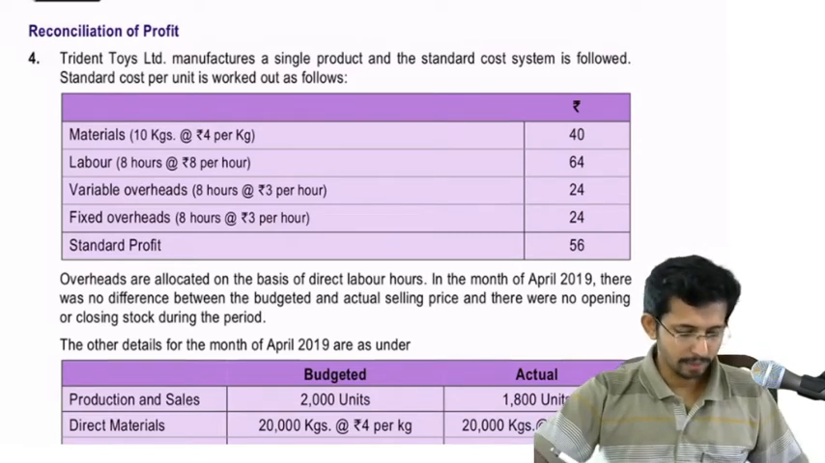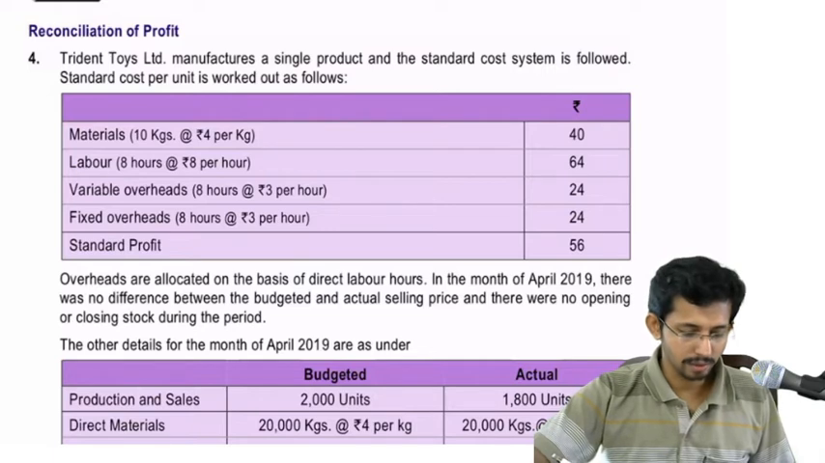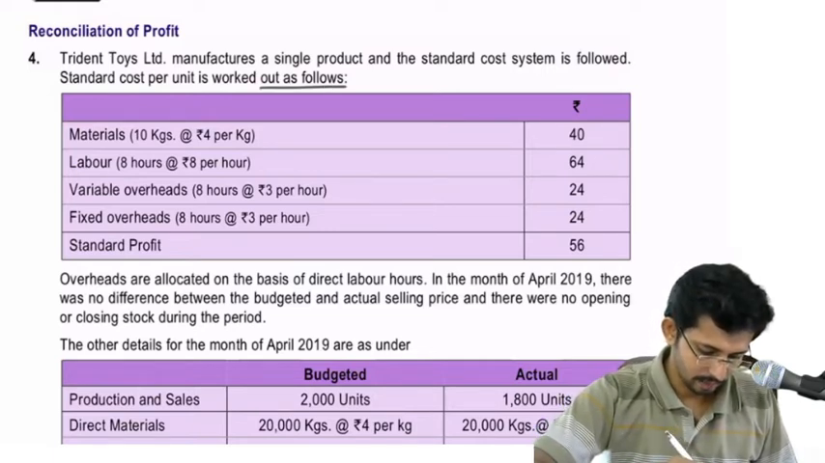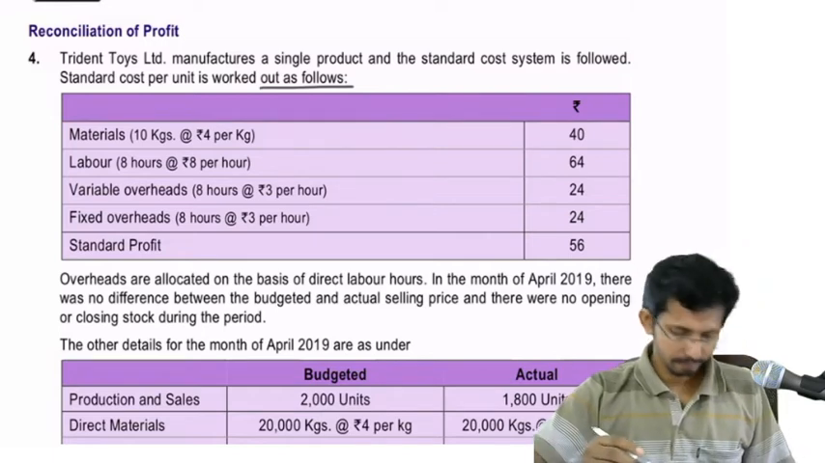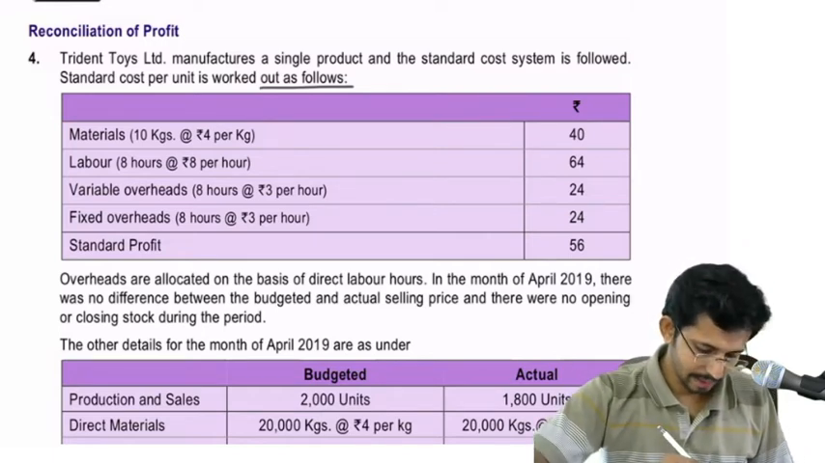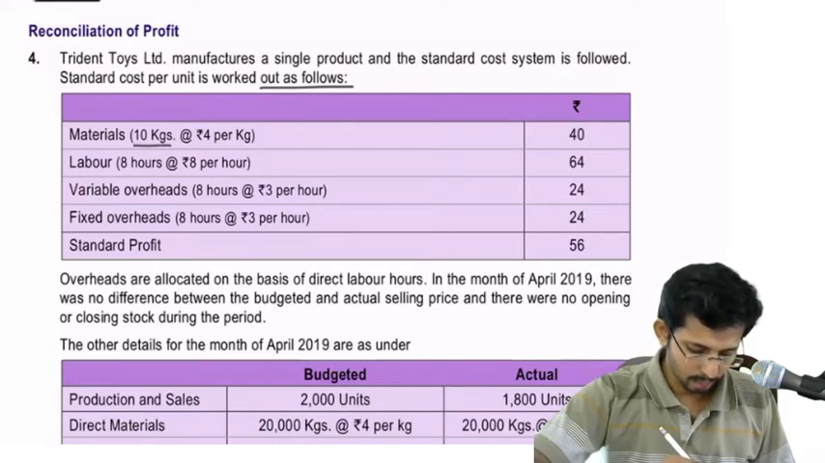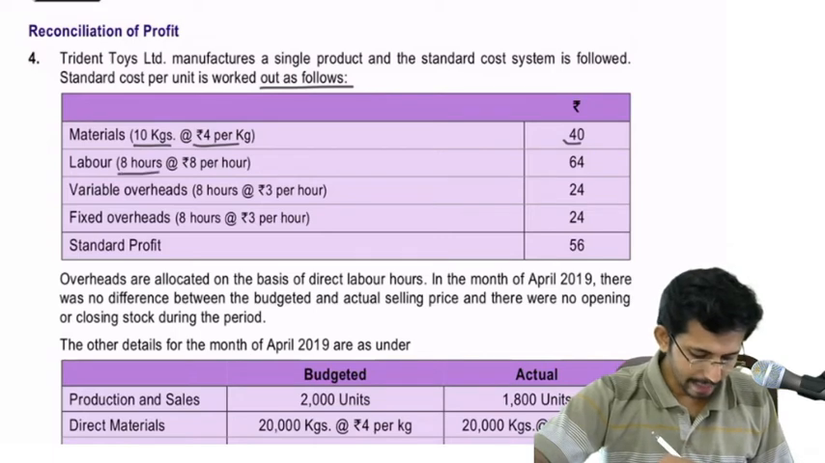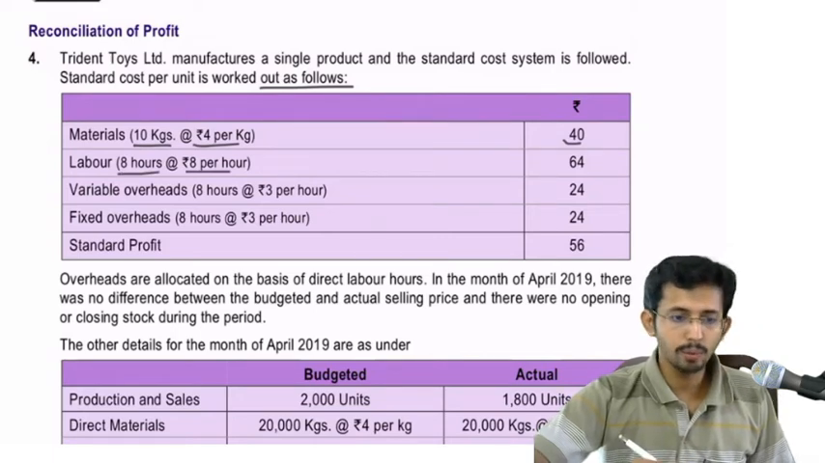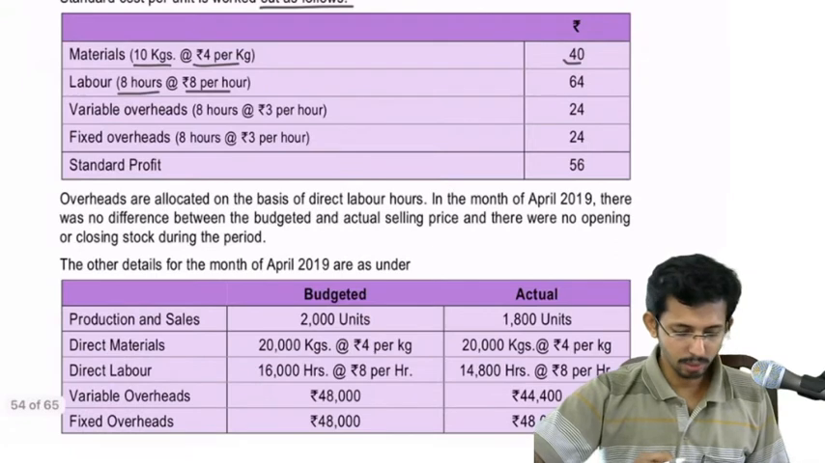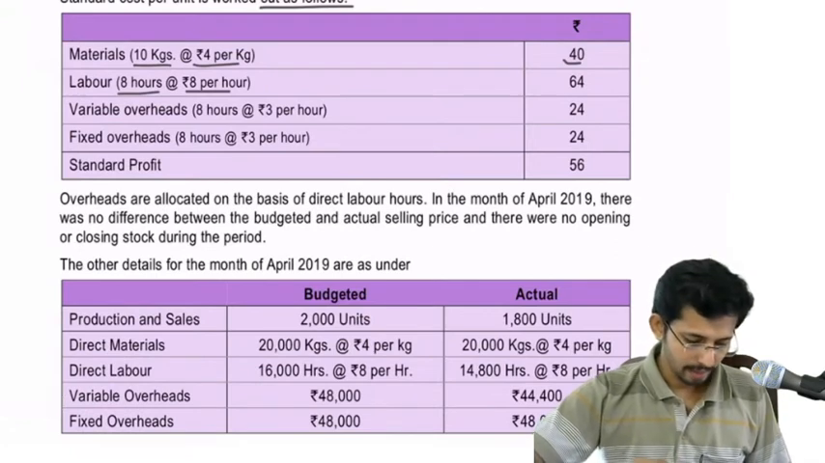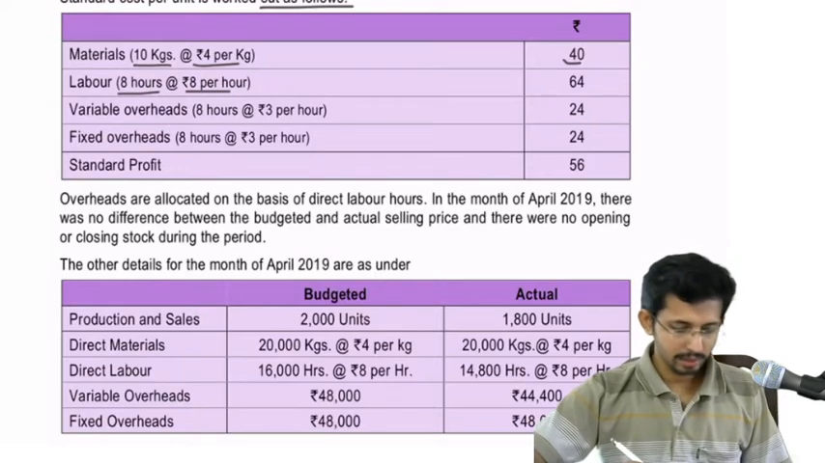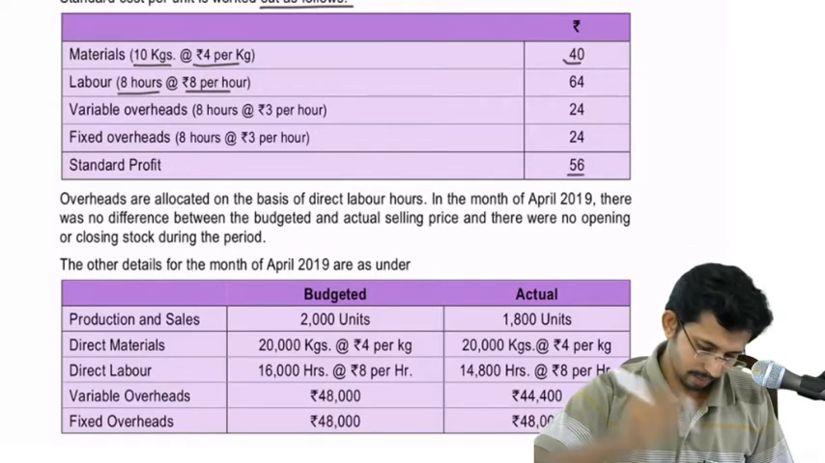Trident Toys Limited manufactures a single product and the standard cost system is followed. Standard cost per unit is worked out as under. Okay. Now, materials, what is the standard? 10 kilos at rupees 4 per kg, 40 is the rate. Labor, 8 hours at rupees 8 per hour, 64. Then variable overhead, 8 hours at rupees 3 per hour, it is 24. Then fixed overheads, 8 hours at rupees 3 per hour, it is 24. Then standard profit, it is 56.